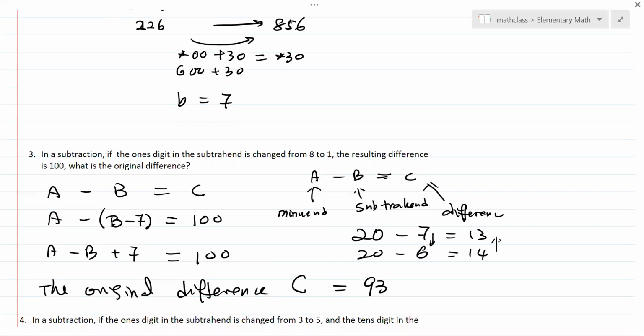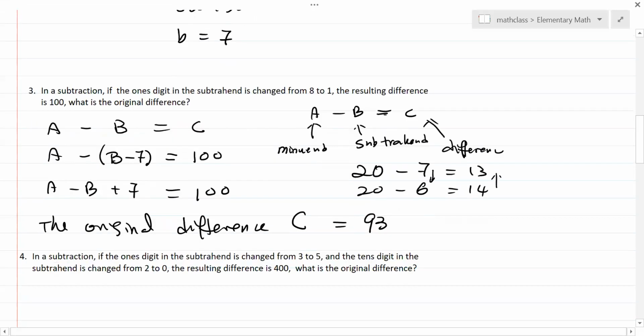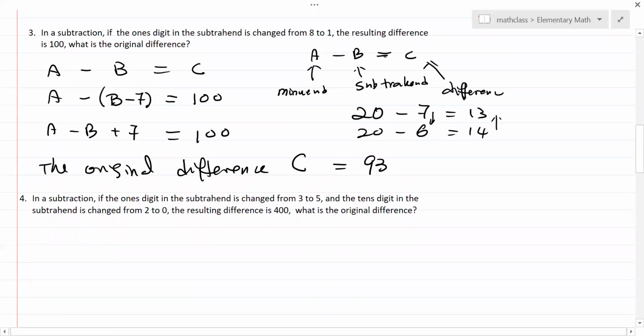Right, so think about this, and we can work on the next problem. In subtraction, if the ones digit in the subtrahend is changed from 3 to 5, and the tens digit in the subtrahend is changed from 2 to 0, the resulting difference is 400. What is the original?